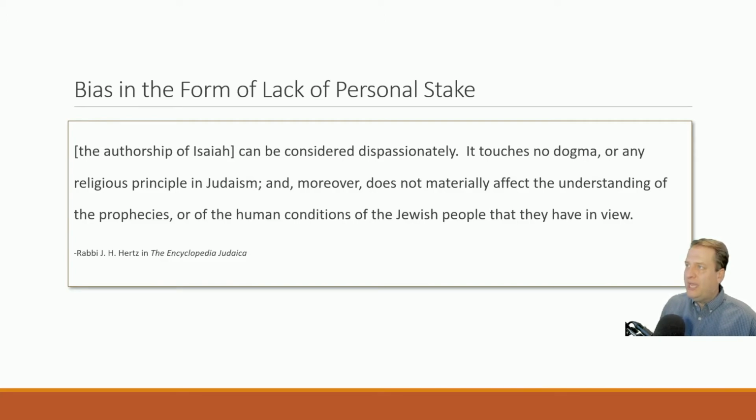Here's Rabbi J.H. Hertz in the Encyclopedia Judaica. He says the authorship of Isaiah can be considered dispassionately. It touches no dogma or any religious principle in Judaism, and moreover does not materially affect the understanding of the prophecies or of the human conditions of the Jewish people that they have in view. This is really interesting for him to say. What he's really saying here is that Jews don't really have a dog in the fight when it comes to questions around the authorship of Isaiah.